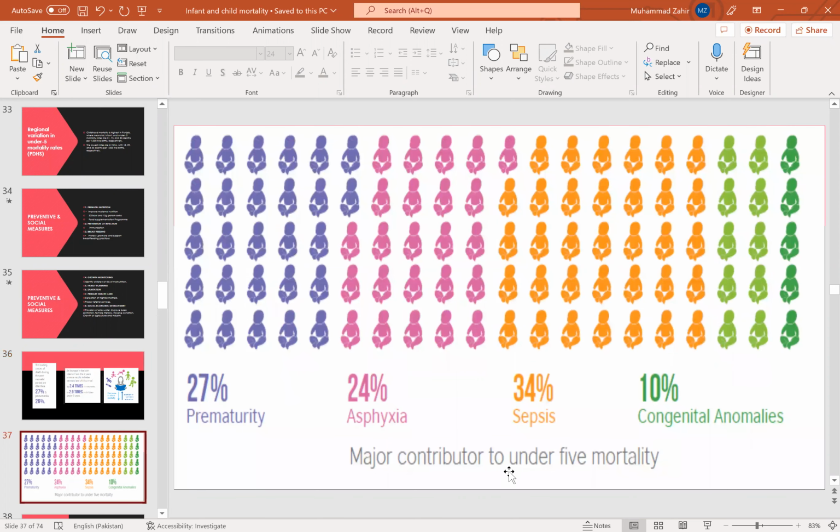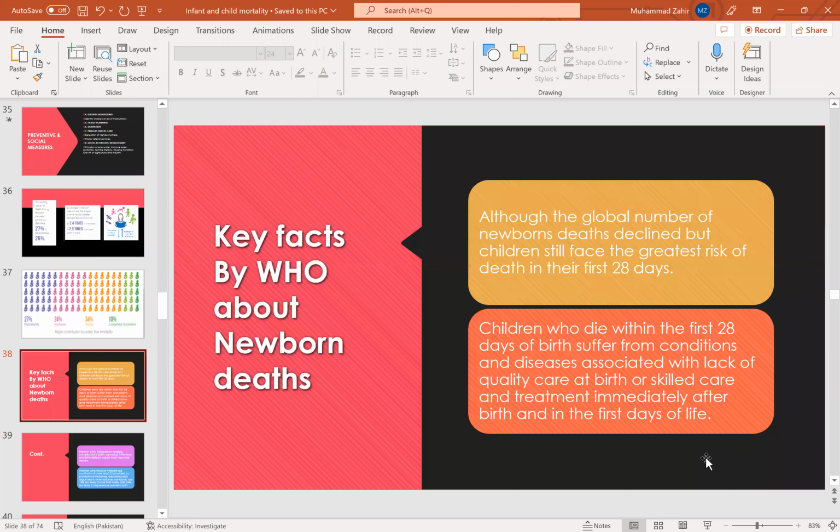The major contributors to under 5 mortality are 27% prematurity, 24% asphyxia, 34% sepsis, and 10% congenital anomalies. Key facts by WHO about newborn deaths. Although the global number of newborn deaths has declined, children still face the greatest risk of death in their first 28 days, which means neonatal deaths.